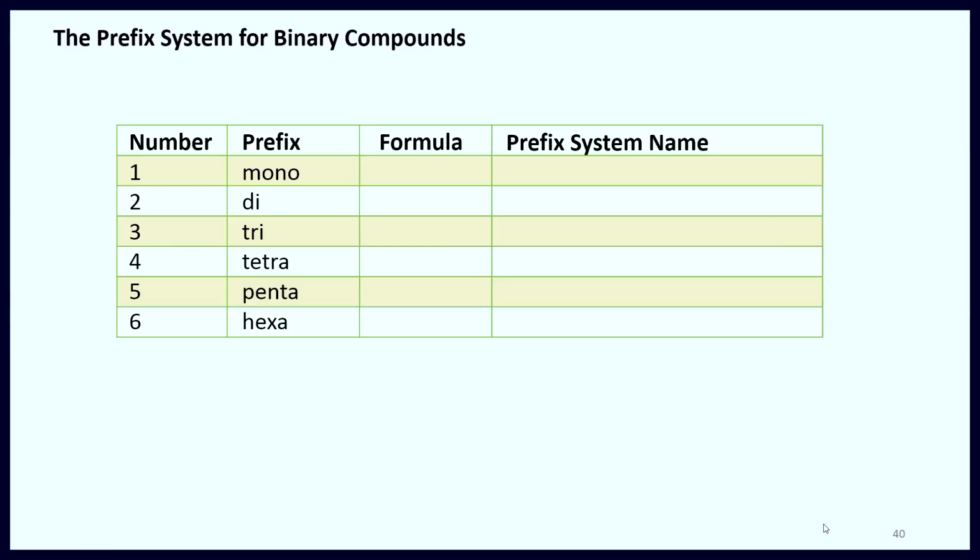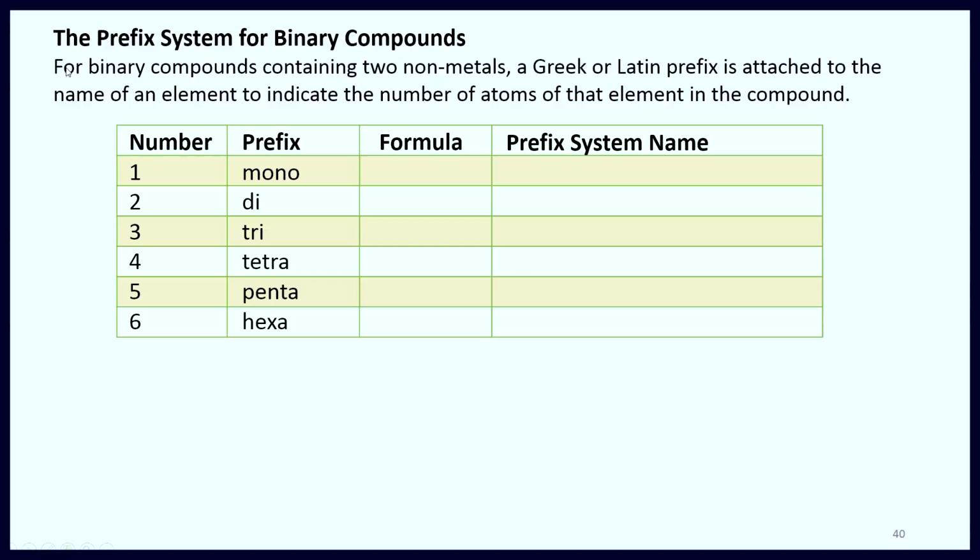Next, we want to look at the prefix system for binary compounds. This is a lot simpler. You'll appreciate this one. So we use the prefixes to state the number of atoms present in a compound. So it's restricted to binary compounds containing 2 nonmetals. The prefix is Latin or Greek. It's attached to the name of an element to indicate the number of atoms present of that element in the compound. So for 1 is mono and 2 is di and tri, tetra, penta, hexa, and so on.